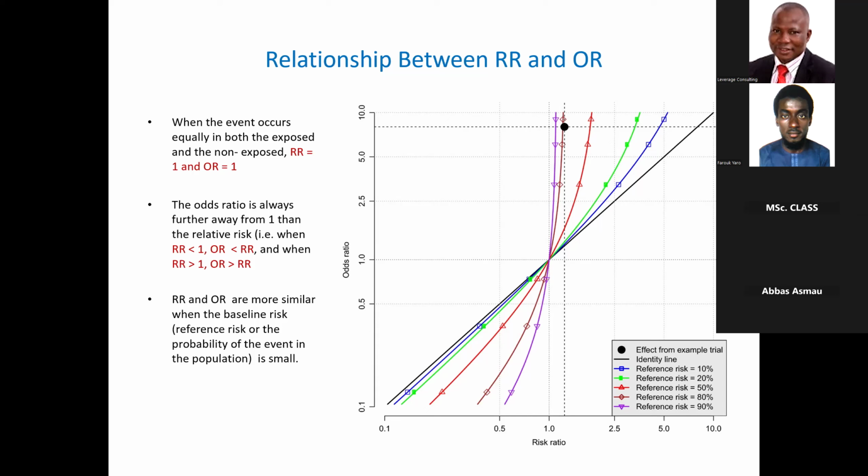When the odds ratio is 5, can you see? Look at it. The odds ratio is 5. Where does it cross that line along the horizontal? Where it crosses that red line, what is the corresponding value of relative risk?